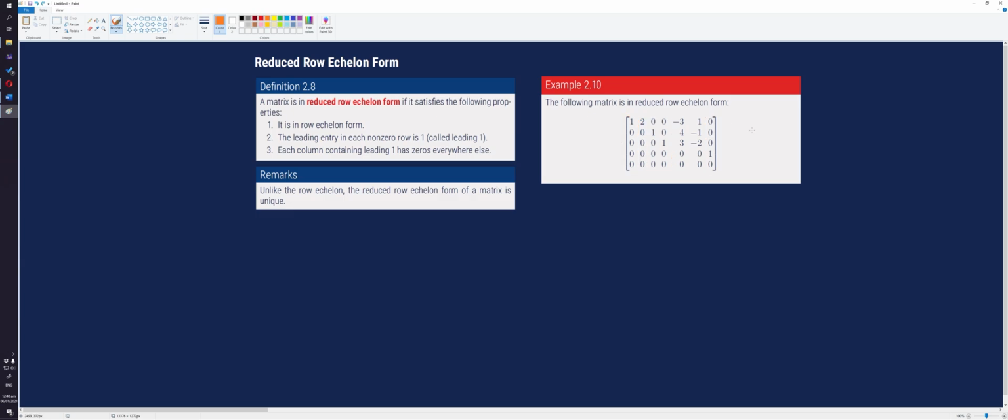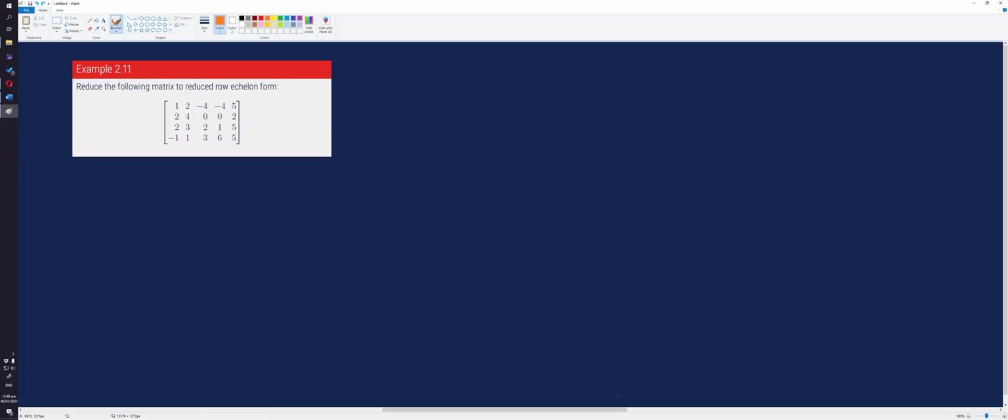It is important to take note that the reduced row echelon form of a matrix is unique. That is, we can only get one reduced row echelon form for every matrix. To convert a matrix to its reduced row echelon form, we still apply the three elementary row operations. For instance, let's consider example 2.11.